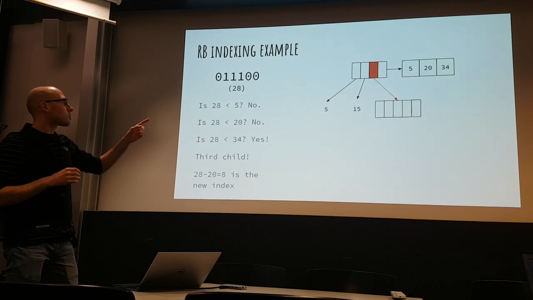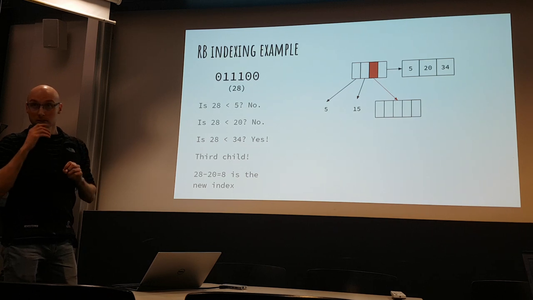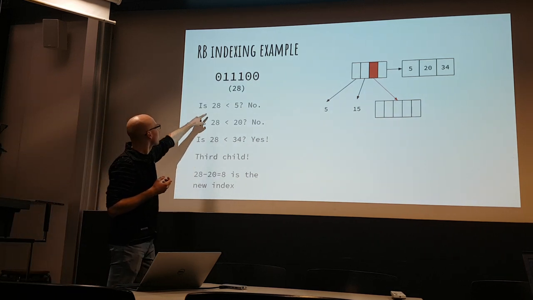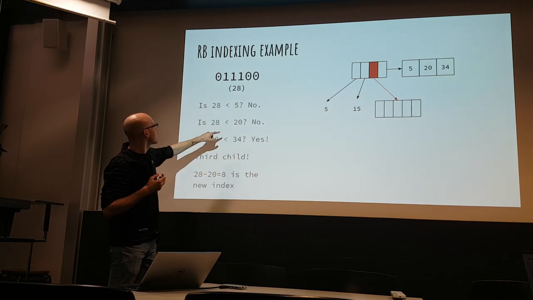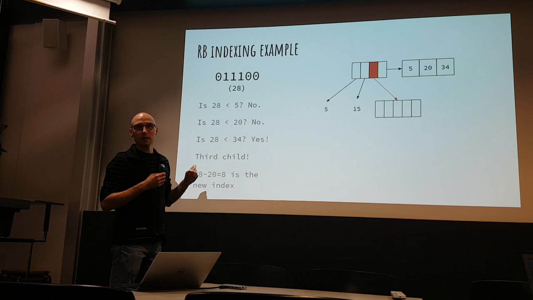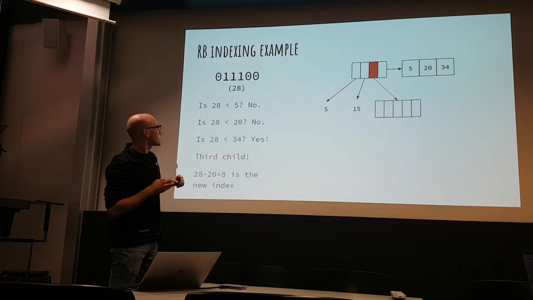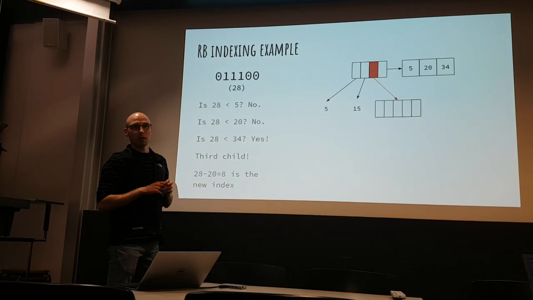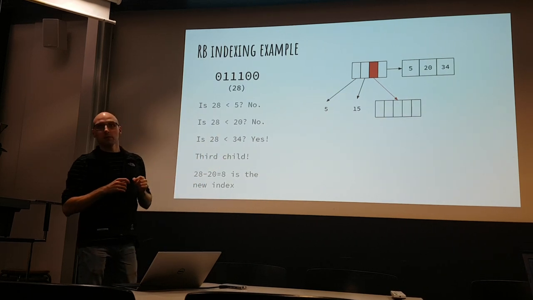You can, of course, implement that using either something like binary search or linear search. But essentially what you are asking, conceptually at least, is: is 28 smaller than 5? No, it's not. And is it smaller than 20, the next element? No, it's not. And then we get to the point of, yes, the third child is the one where our element is going to be located. So that's the branch we're going to follow.